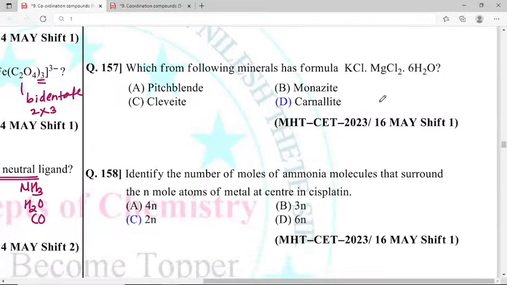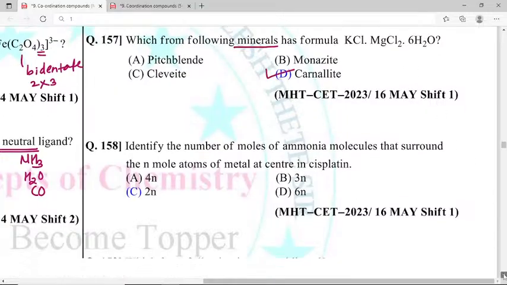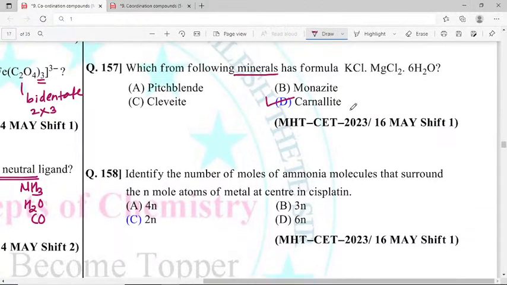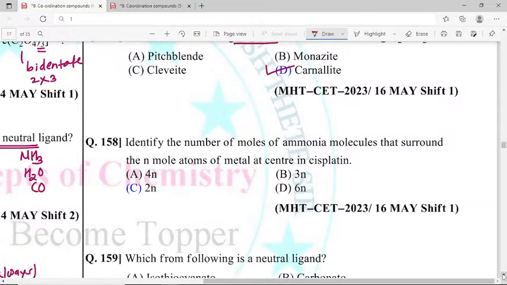Which from following mineral has formula? Mineral has a formula, carnallite. Carnallite having formula KCl MgCl2 6 hydrate. Mohr's salt is also there. Aluminium sulfate, magnesium, okay, that's a sodium sulfate, and the 6 hydrate also there.